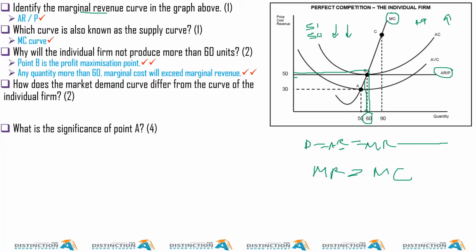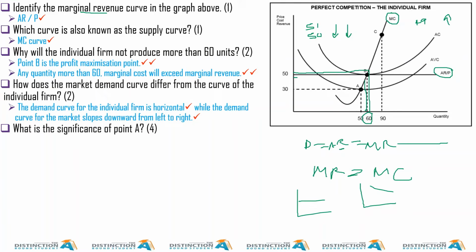The next question, how does the market demand curve differ from the curve of the individual firm? All right, this one here for the individual is horizontal. The one for the market is downward sloping. So that's where the distinction lies.